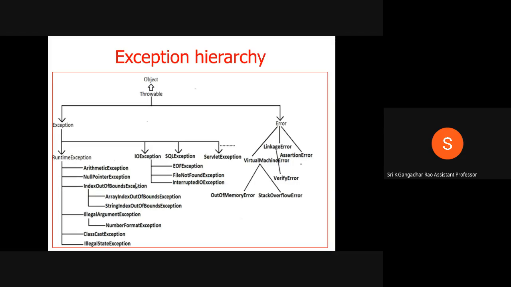There are two variants of this: array index out of bounds exception and string index out of bounds exception. Array index out of bounds exception occurs if you try to access an index which is not available. For example, I have declared an array of 10 locations, and if you try to access the 12th or 13th location, which is outside, then you will get the array index out of bounds exception. Remember, array index out of bounds exception, with capital A, I, O, O, B, and E.